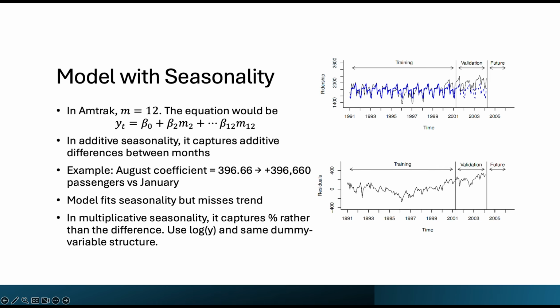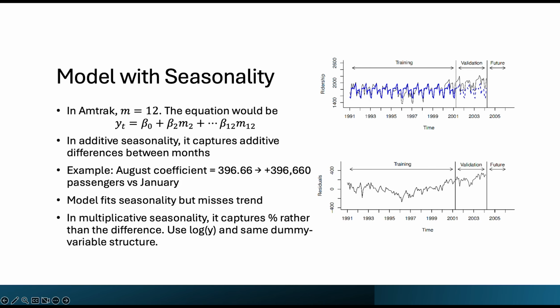So if you look at this model that we have here, we just modeled with seasonality for our ridership example, and it captures the seasonality well, good in both training and validation. However, it doesn't capture the trend, so it's like a straight constant line. It's not going down or up.